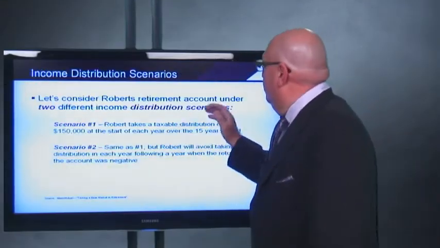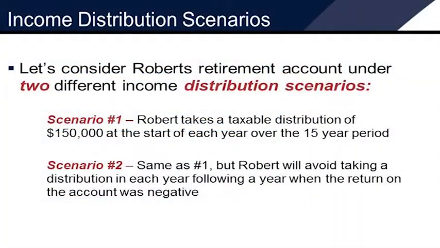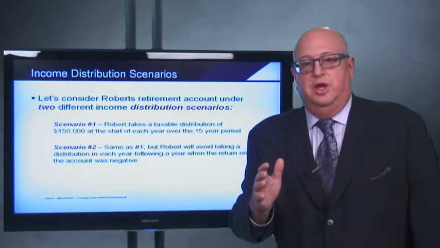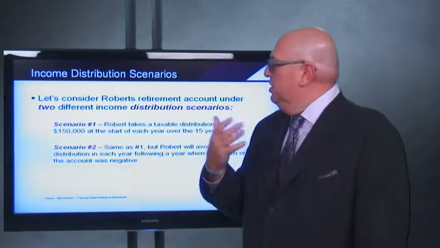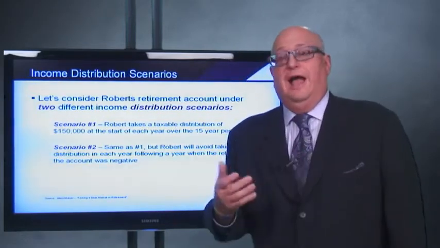Let's consider the retirement account under 2 different scenarios. Scenario 1, the individual Robert takes out a taxable distribution of $150,000 each and every year for the 15 years. And in the second scenario, Robert will avoid taking a distribution in the year following a negative year. And let's look at how these 2 different scenarios worked out.